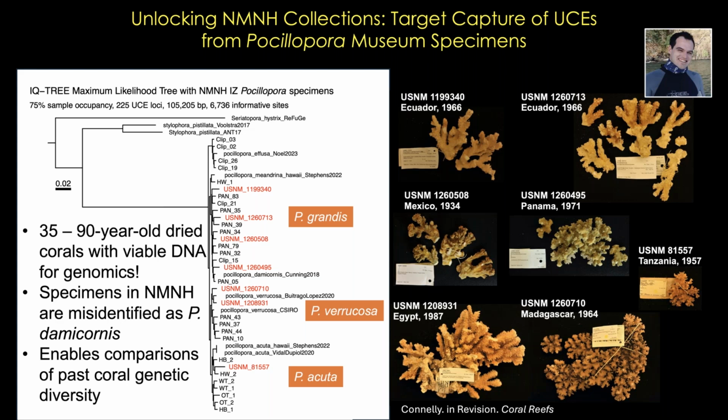So I think this is just an example that it can be done. We can get DNA out of these samples. We can get enough DNA to put into a phylogeny, and it really is going to open up our collections for lots of different questions that I'm sure I haven't even thought of yet.